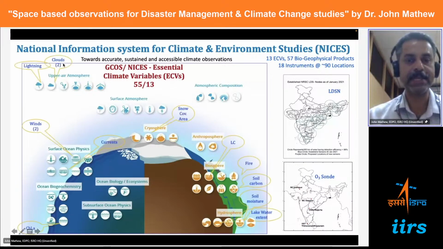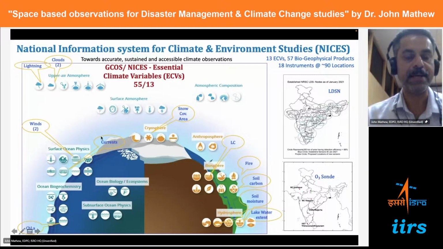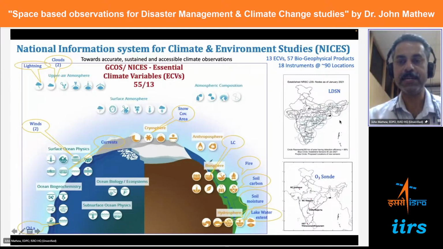And you can see that the current 13 ECVs belong to atmosphere, then cryosphere, the anthroposphere, biosphere, hydrosphere, as well as the ocean related ECVs like wind vector, wind stress and wind direction. And then for the land, we have land cover, forest fire, soil carbon, soil moisture, lake water extent. These are the land-based ECVs. And then for ocean, we have the chlorophyll concentration derived from satellite data. In addition to that, there are instruments established across the country, about 18 types of instruments placed at 90 locations.